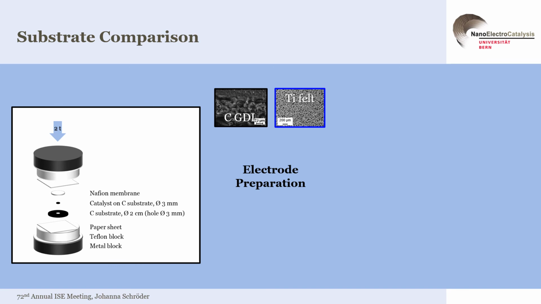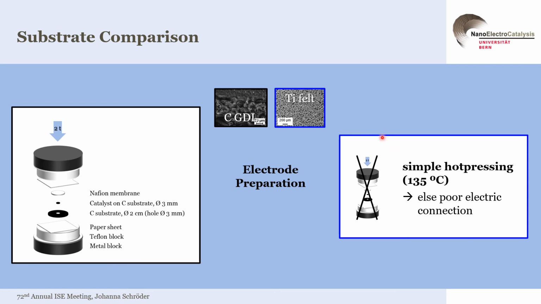For the carbon-based gas diffusion layer, we take out of the vacuum filtration a circle of 3 mm and place this inside a hole of a larger substrate. On top we place a Nafion membrane and press this at room temperature. On the other hand, for the titanium felt, this regular procedure we are using was not possible. So instead I had to perform a simple hot pressing here at 135 degrees because otherwise I only had poor electric connection, reaching high resistances of several hundred ohms.